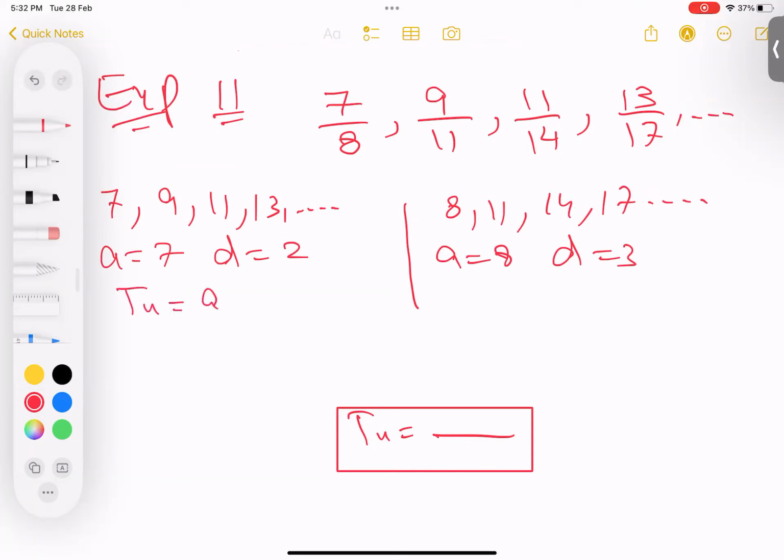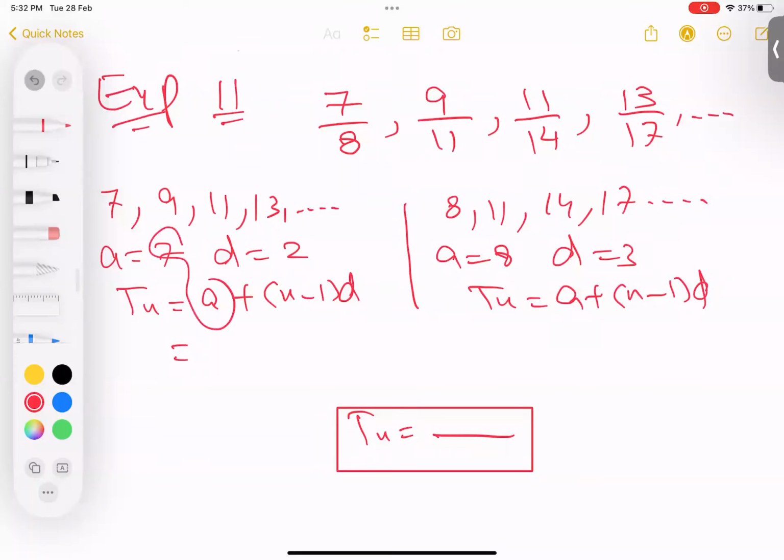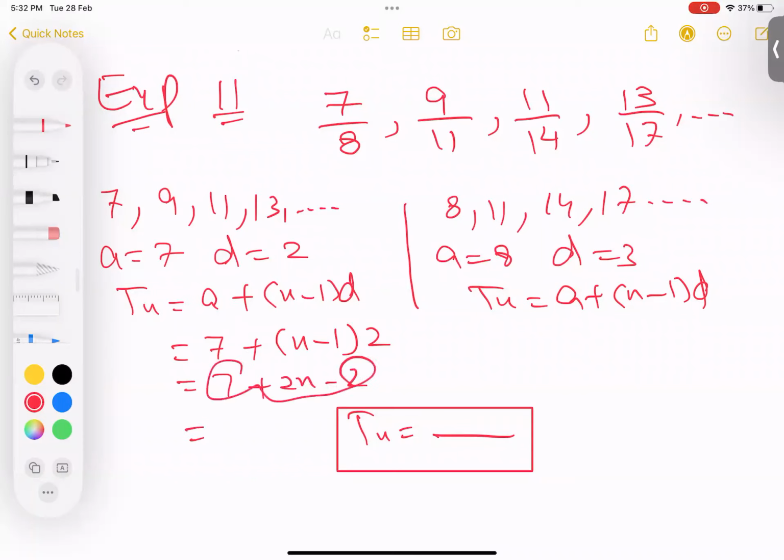Tn is equal to A plus n minus 1 times D. Same formula here. A plus n minus 1 times D. I plug in the values. This 7 comes here. I got 7. And this D value comes here, it is 2. So 7 plus 2n minus 2. Simplify further. I got 7 minus 2, 5 left. So this is my partial answer.